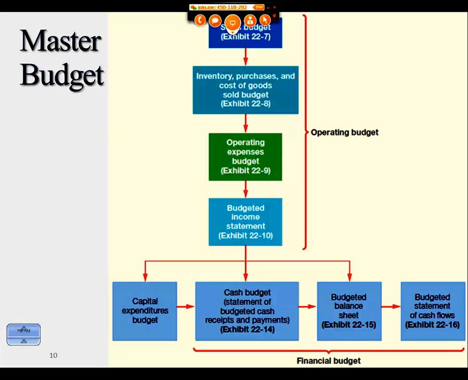The next part is your capital expenditure budget. What is in that budget? All your long-term assets, plants, equipment, such and such. Okay, so I'm done with two, right? Operating budget and capital expenditure budget. Now is my financial budget. What are the parts of financial budget? Cash budget, budgeted balance sheet, and then budgeted statement of cash flows.